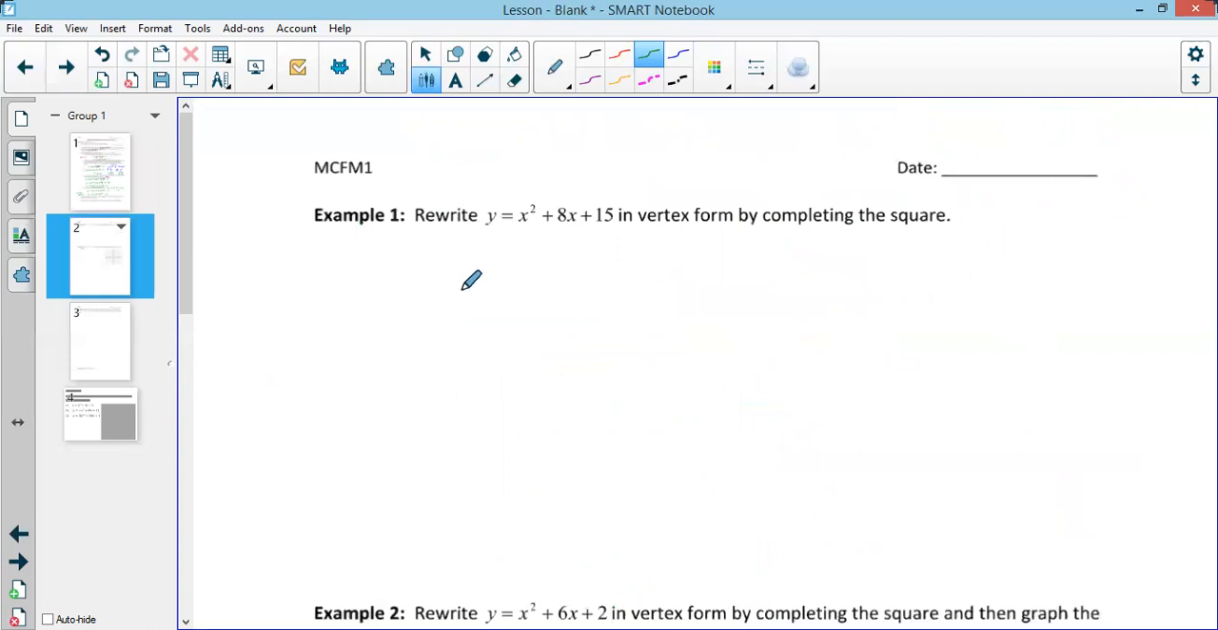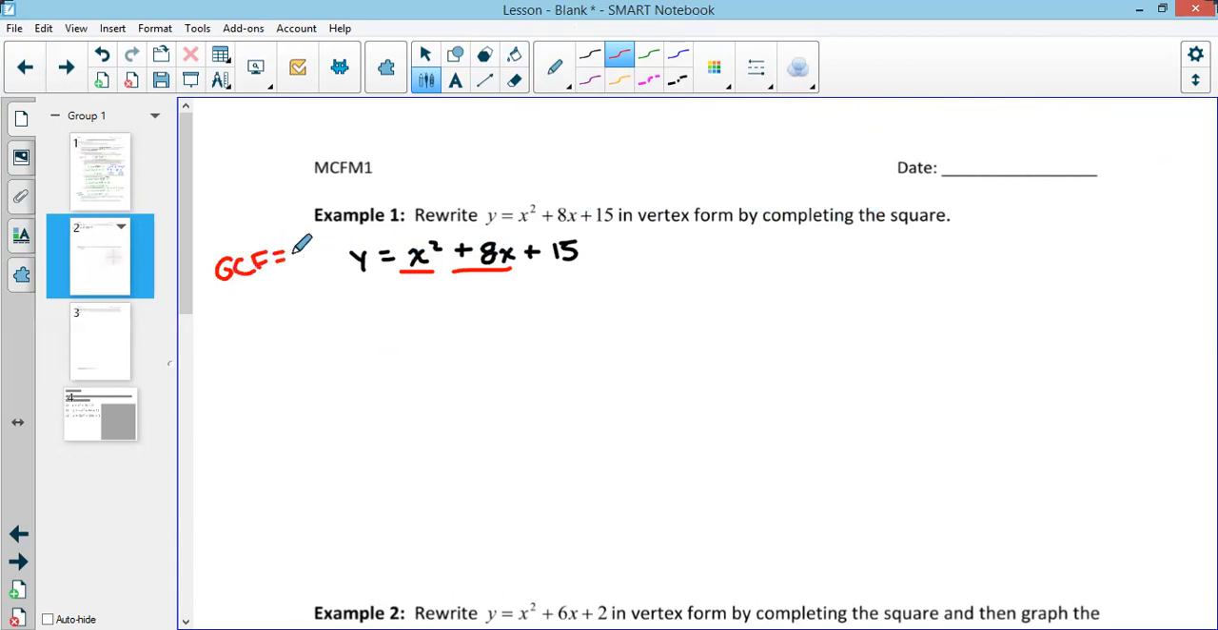Looking at our next example, we're going to go through the steps just a little bit quicker. It might be a little bit simpler if we just put them all together. So we're going to rewrite this equation in vertex form by completing the square. We have our equation of y is equal to x squared plus 8x plus 15. We're going to look at these first two terms and see what greatest common factor, that greatest common number, that we can factor out.